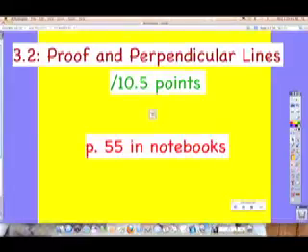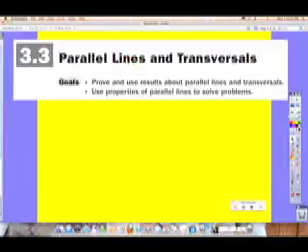Okay, here we go. We're on page 55 in your notebooks. Like I said before, planners, today we're talking about parallel lines and transversals, because yesterday I introduced you to transversals. That's just a line cutting through other lines, but today those other lines are parallel. So what's going to happen with angles on the inside?